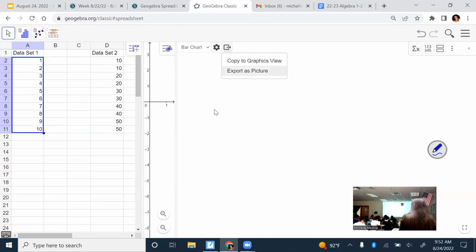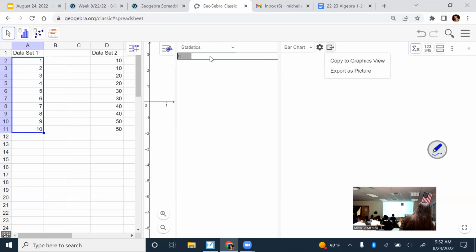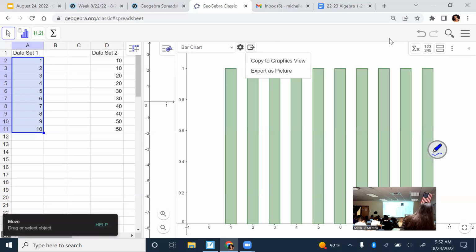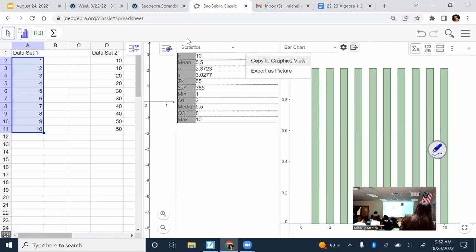Is your hand up? Anyone find it? What is it? Yes. Good. It's actually a sigma, but yeah, it looks like an E. And when you hover over it, it says show statistics. That box pops up. So let me do that again with my data because for some reason it didn't pop up the first time. All right, but then you hit this. And now you have for data set 1, a lot of things in here that are already solved for you.